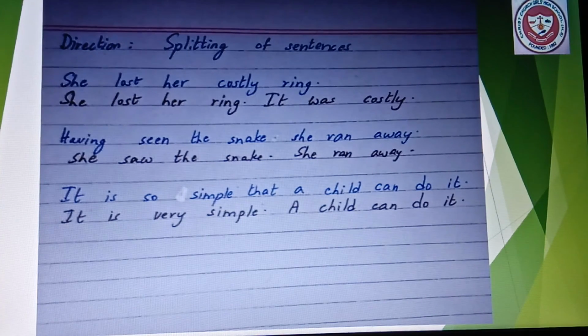It is so simple that a child can do it. Again, what do we do? We simply separate it into two parts. First fact into first sentence, that is, the job is very simple. Whatever job or work has been provided is a very simple one. So, it is very simple, full stop. And a child can do it is a separate sentence. So, it is very simple, full stop. A child can do it.